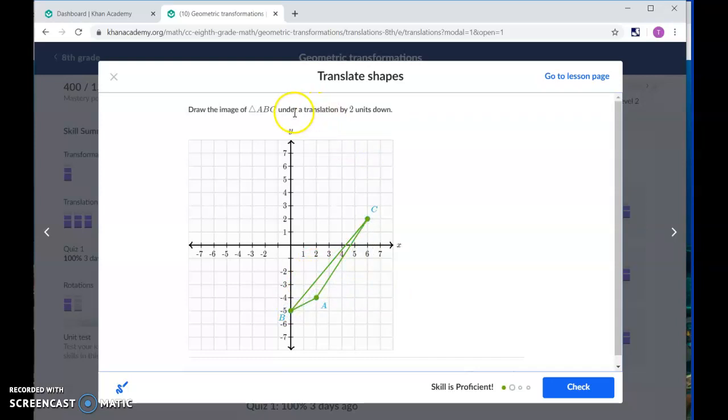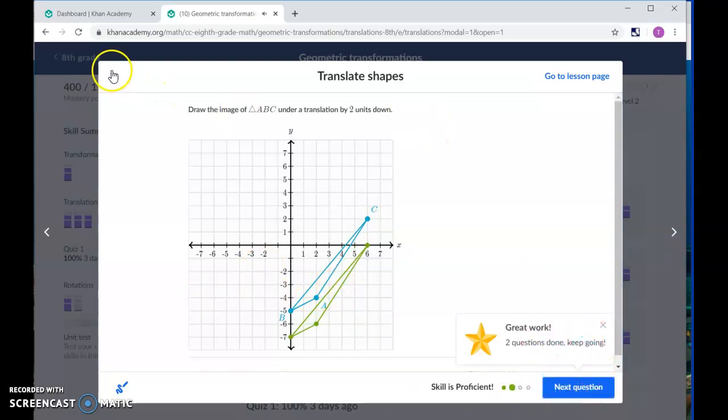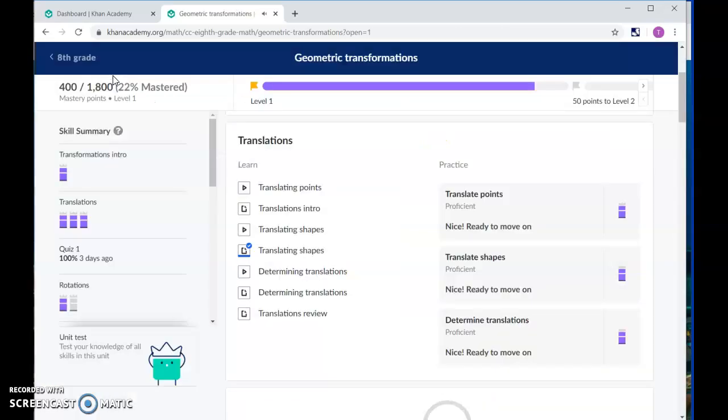And now it says draw an image of triangle ABC under translation by 2 units down. So here's my shape, and I'm going to just do 2 units down. So 1, 2. I'm not moving to the left, I'm not moving to the right, I'm just moving down. Alright, so that's translate shapes.